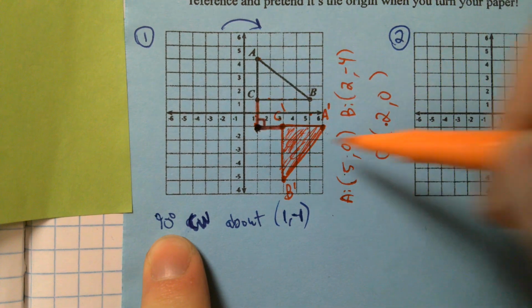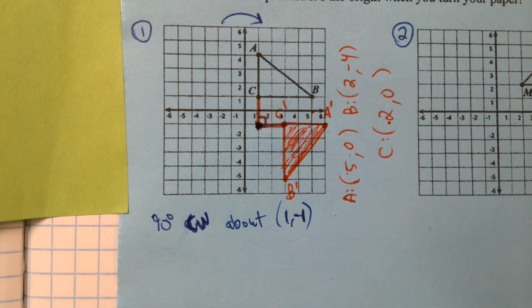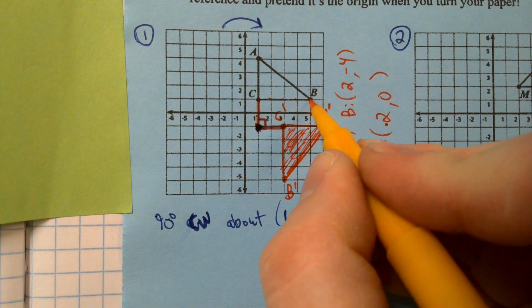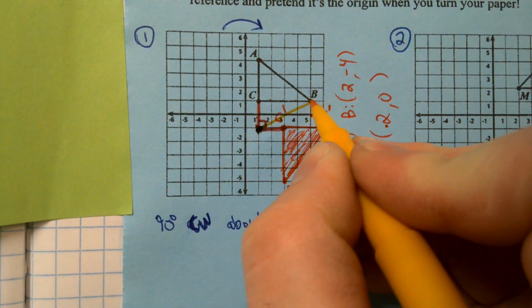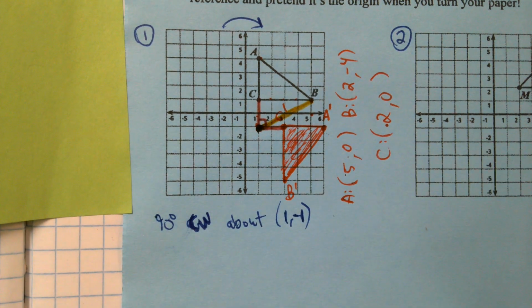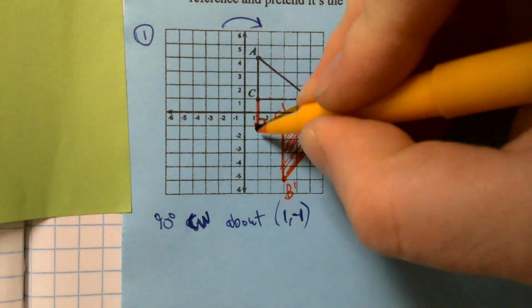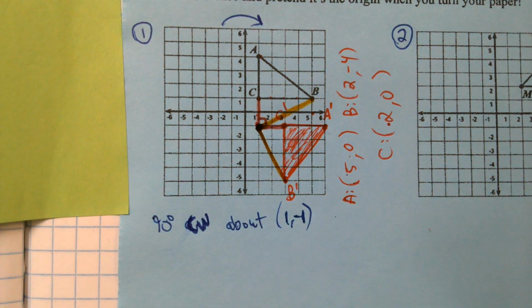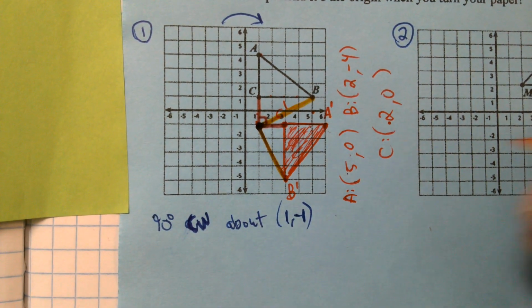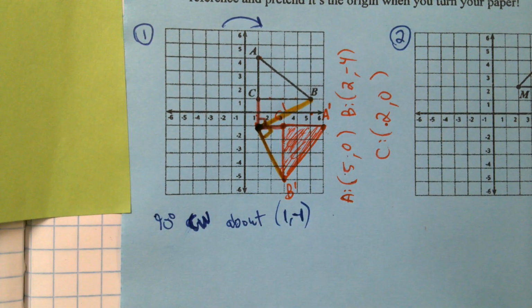Because A is on the same line, it's going to be the same thing, but I'm going to go over to B. If I draw a line from point B to my center of rotation, then from my center of rotation to my corresponding image point for B, what type of angle did I just make there? Another right angle, a 90-degree angle.